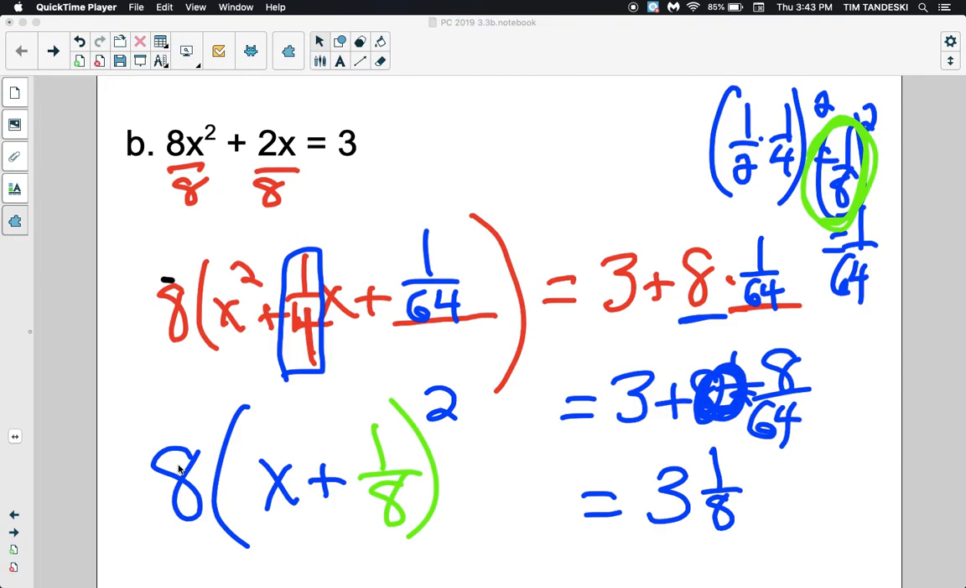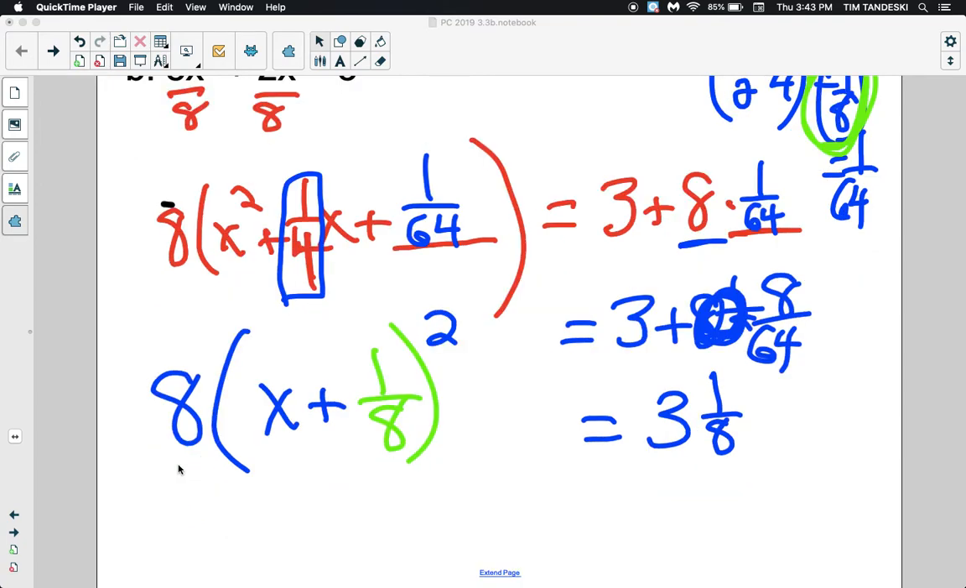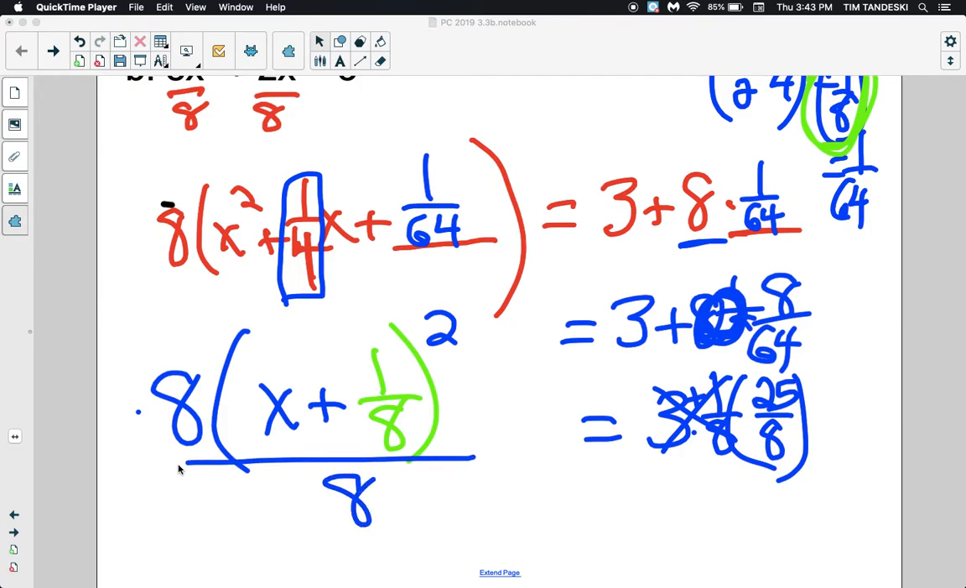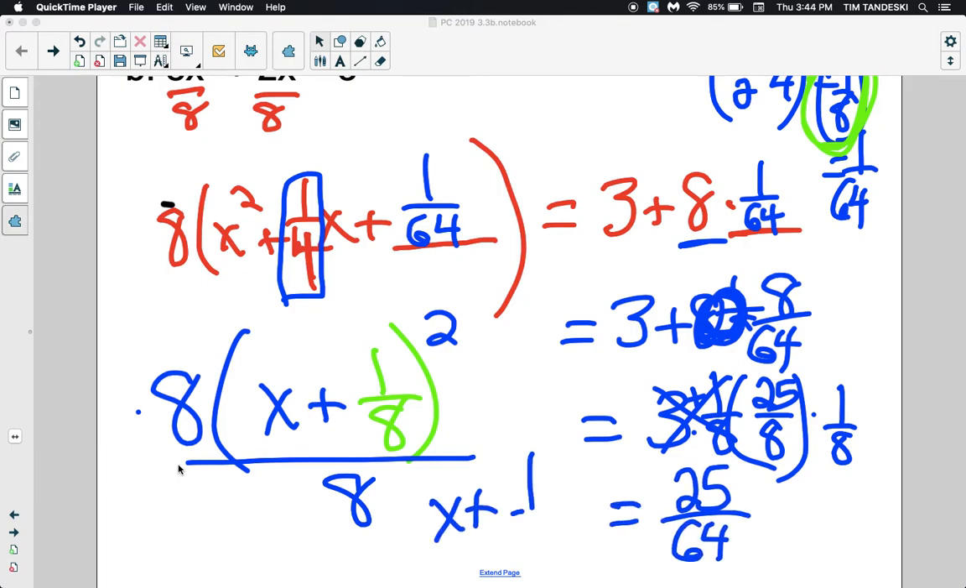So now I got to solve for x. To solve this for x, I'm going to divide both sides by 8 because I want to get the quantity squared by itself. So I'm going to switch this to 25 over 8. And you can see why in just a second here. I'm going to divide by 8, so this is actually going to put another 8. It's kind of like times it by 1 over 8. This is going to give me 25 over 64 equals x plus 1/8, the quantity squared.